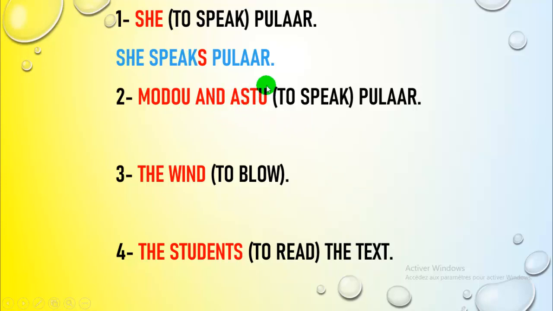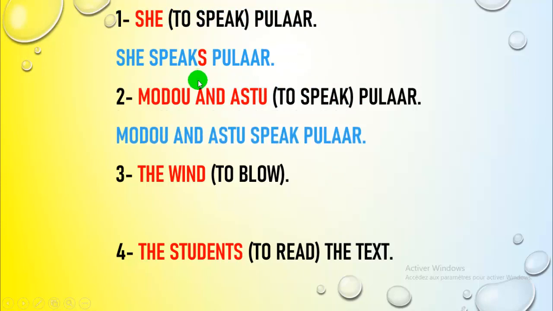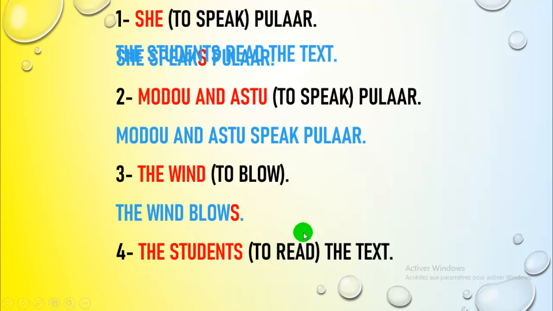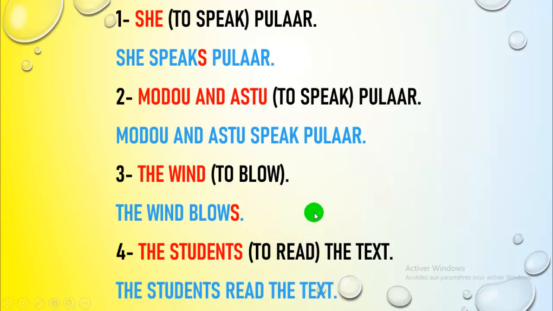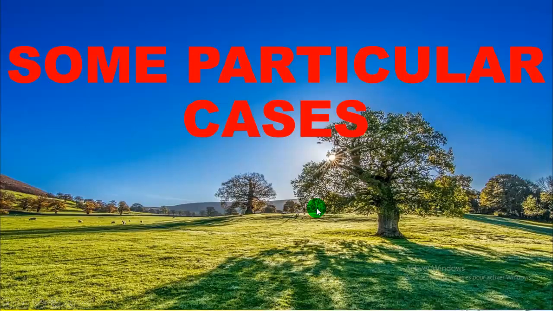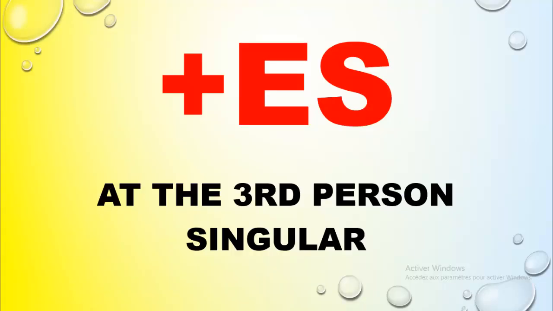Number 2. Modou and Astou, two people. It's not singular, it is plural. Modou and Astou are two people, so speak, there is no S. Modou and Astou speak Polar. Number 3, the wind to blow. Le vent souffle. The wind blows. So you have S. Number 4, the students to read the text. Students, there are many. It is plural. No S at read. It's okay, guys. Can we move on?